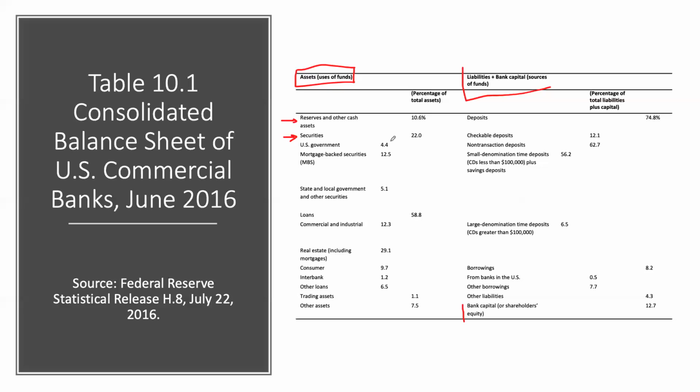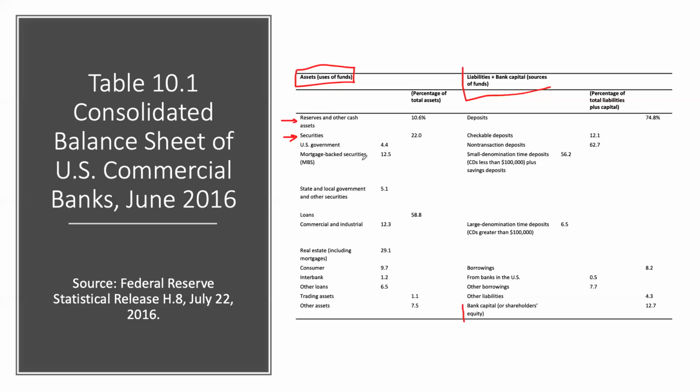So between the US government treasuries, the mortgage-backed securities, and the state and local government securities, you have basically the breakdown in all the different kinds of securities that the bank has, right? Again, remember, the security is just a financial claim which can be traded, right? Because these are things that you can buy and sell at will in a public market.